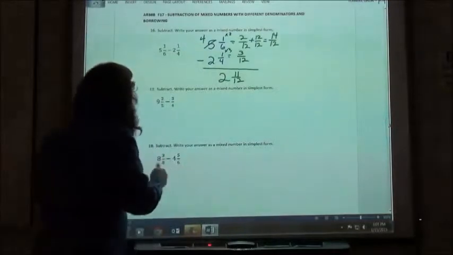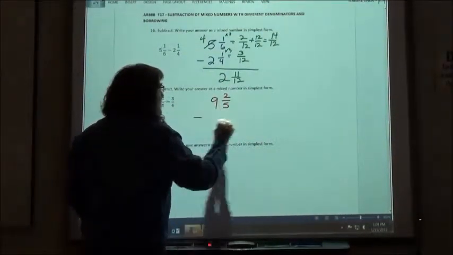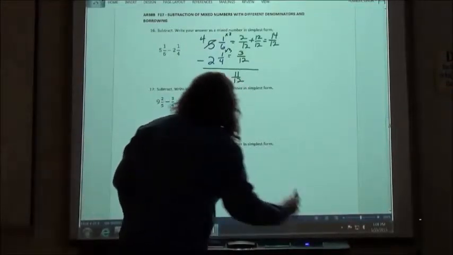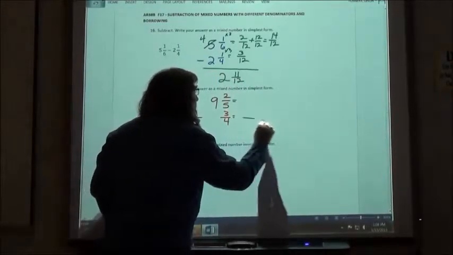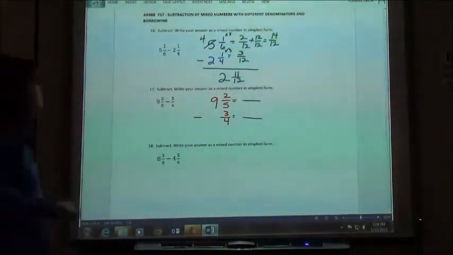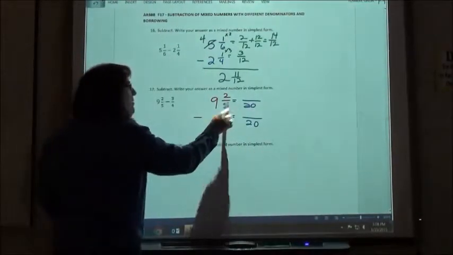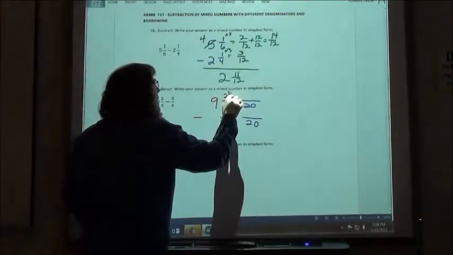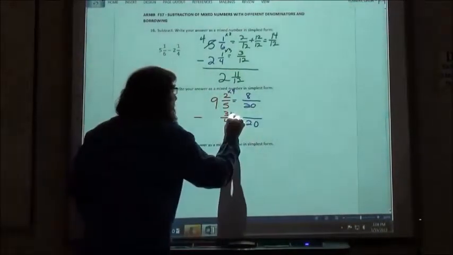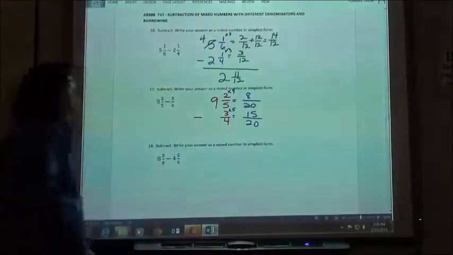So if I look at the next one, I'm going to take 9 and 2/5. I'm going to subtract 3/4. So on that one, my common denominator is going to be 20. 5 goes into 20 4 times. 4 times 2 is 8. 4 goes into 20 5 times. 5 times 3 is 15.